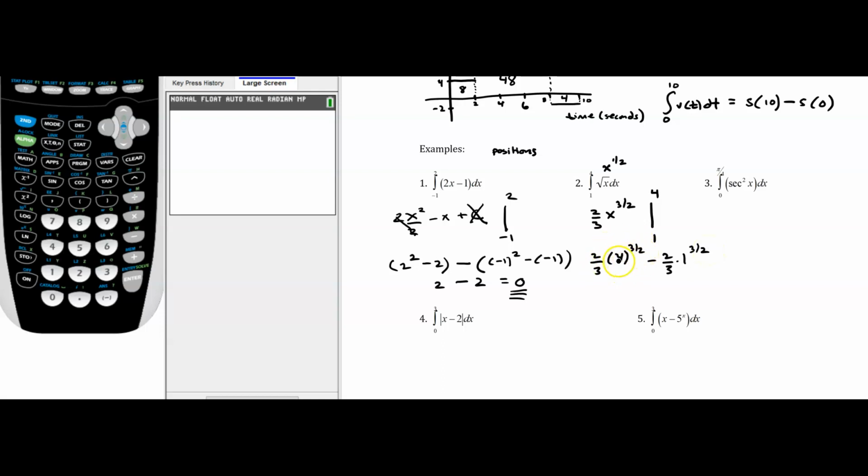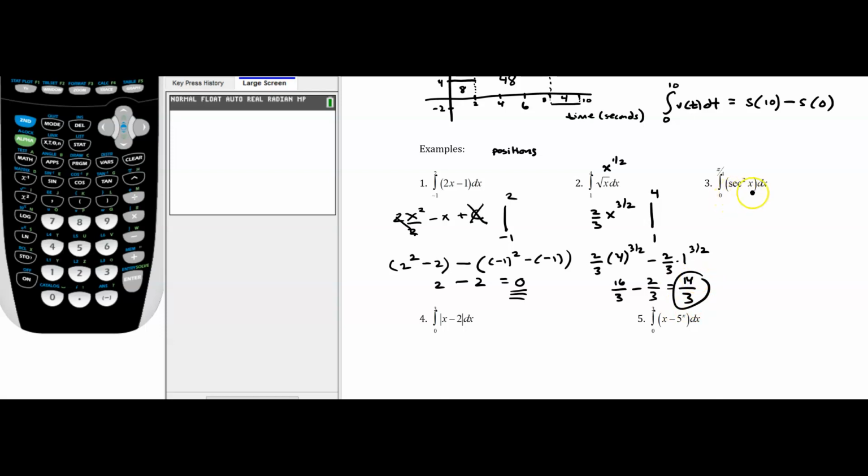We're doing the square root of 4. That's 2. 2 cubed is 8. 8 times 2/3 is 16/3. So we get 16/3 minus, 1 to any power is 1, so this will be just minus 2/3. Final answer, 14/3. Okay? Let's go on to number 3.